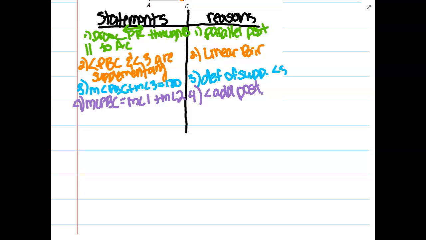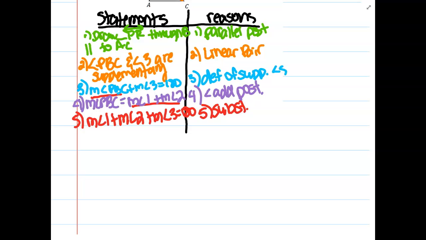So I now know that the measure of angle PBC is the measure of angle 1 plus the measure of angle 2. Okay, so here's what I'm going to do next. Watch this. If this is the measure of angle PBC and this is the measure of angle PBC, what could I do here? Well, substitute it in, okay? The measure of angle 1 plus the measure of angle 2 plus the measure of angle 3 equals 180. And I kind of already gave this one away, but how am I allowed to do that? Substitution.